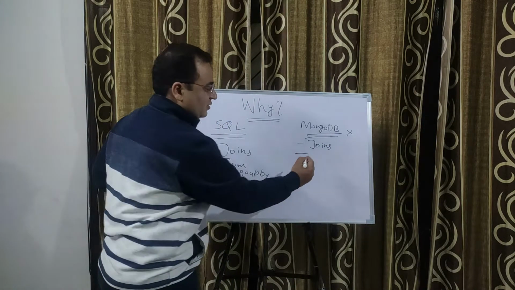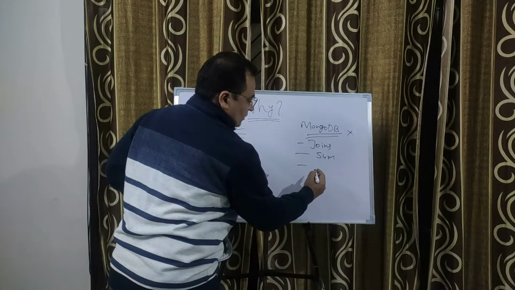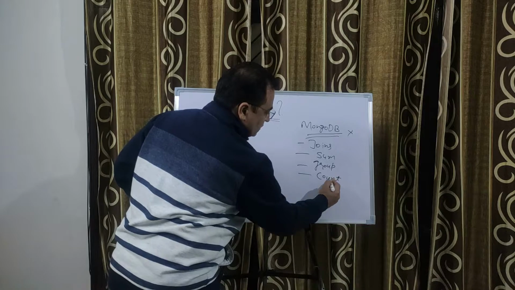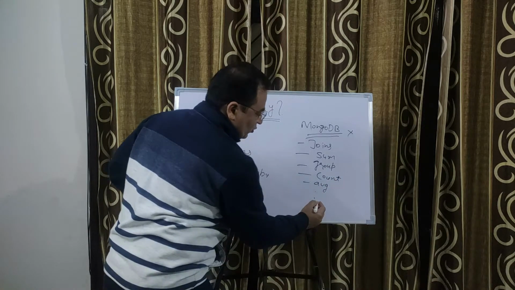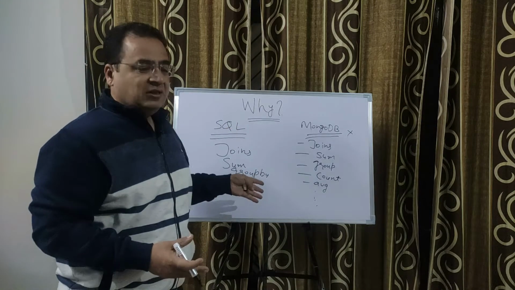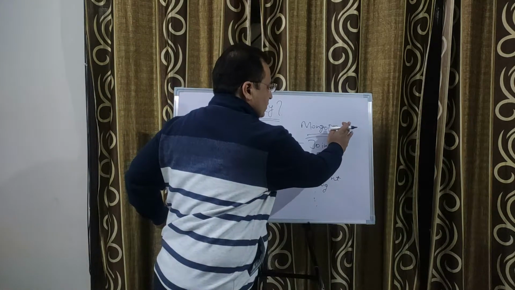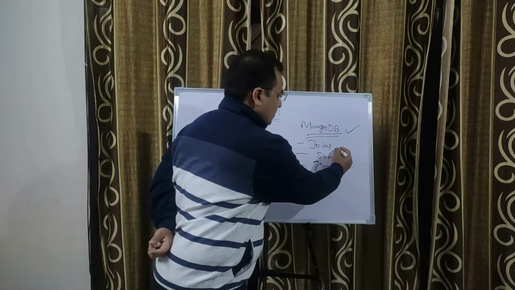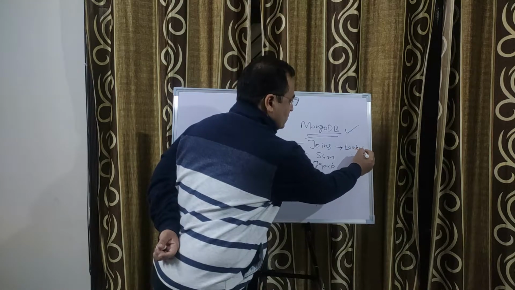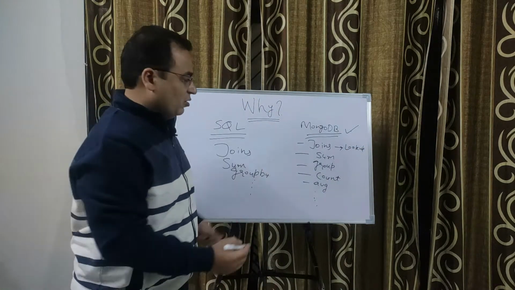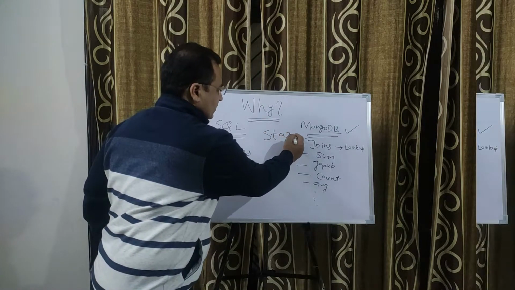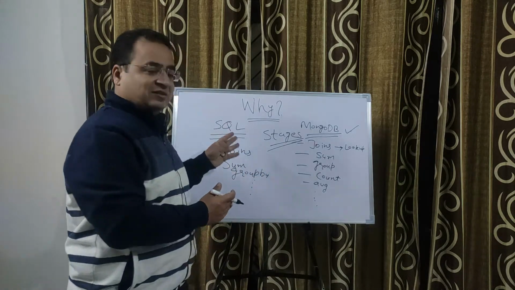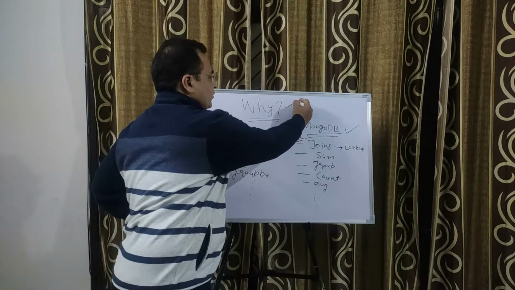All the functions like sum, group, count, average, and many more can now be used in MongoDB also. So it is now supporting this. Joins also can be done using lookup. In MongoDB these are called stages. We are going to see this in the hands-on section of this video, but for now you just assume that this is the why part.